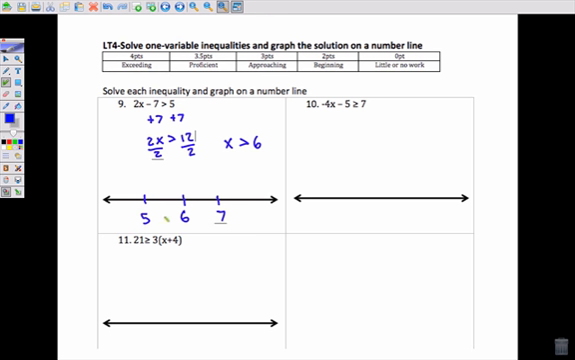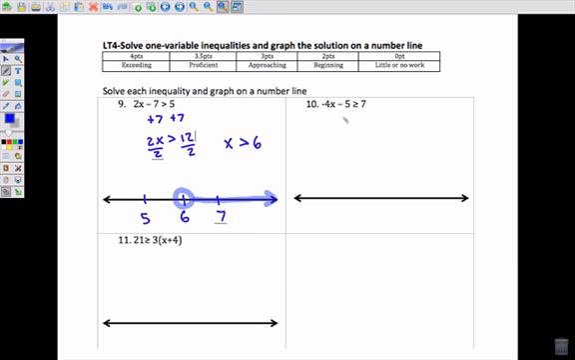And on my number line, I would just include 5, 6, and 7. It's going to be an open circle because this is not greater than or equal to, it's just greater than. And then I'm going to shade to the right because I want the values that are greater than 6.